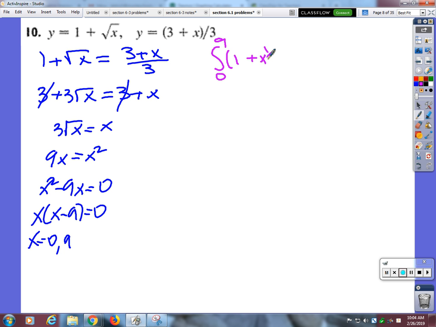1 plus x to the 1/2 plus 1 plus 1/3 x dx. How do you like that? So you understand that I took the square root of x and rewrote it as x to the 1/2, right? Okay. And then I took the 3 plus x over 3 and divided those two things individually. So 3 divided by 3 is 1, and x divided by 3 is 1/3 x. Oh, I'm supposed to be subtracting though.